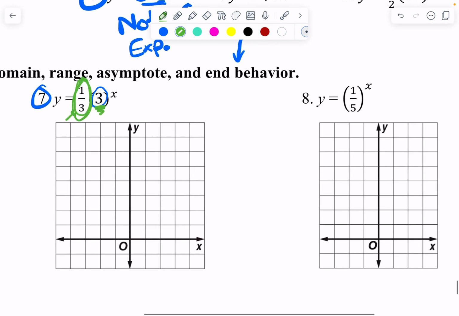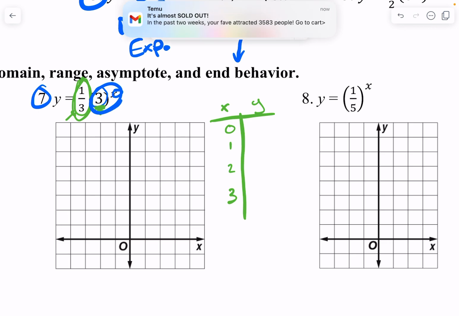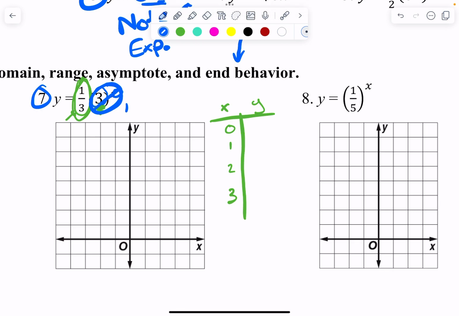So let's make a table of values, x and y. Let's start with 0, and then go 1, 2, 3, and so on. If I plug 0 in for x, 3 to the 0 power is 1, since anything to the 0 power is 1. Then 1 times 1/3 is just 1/3. So at 0, I'm up at 1/3, and I'll put that dot there. Then I'm going to plug 1 in, so 3 to the first power.